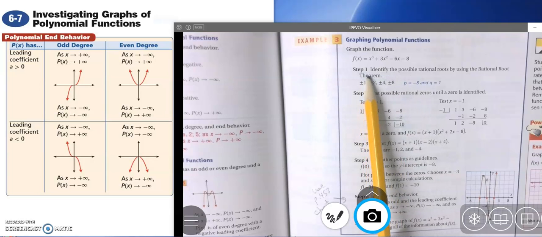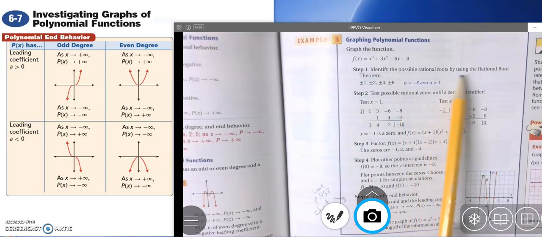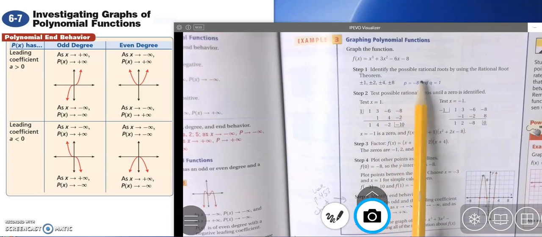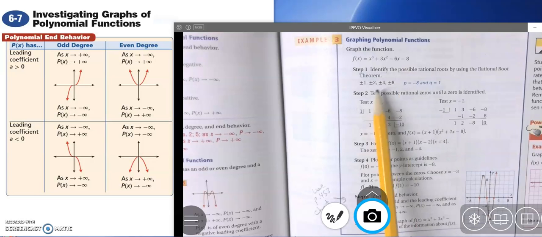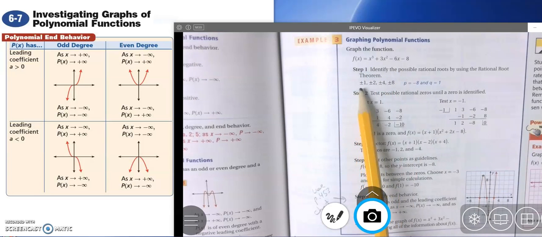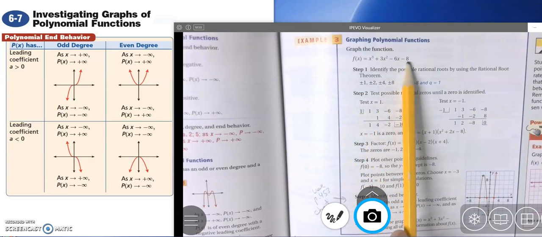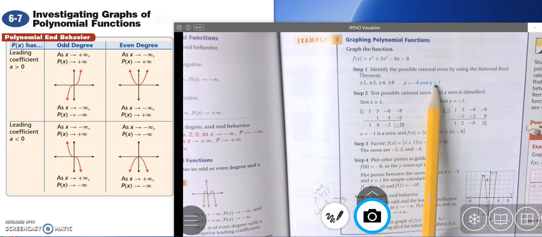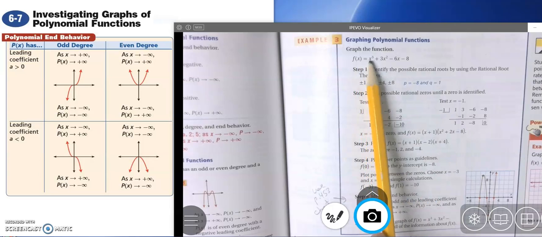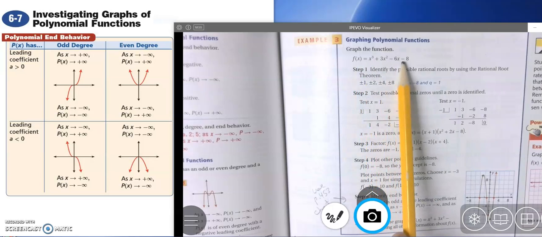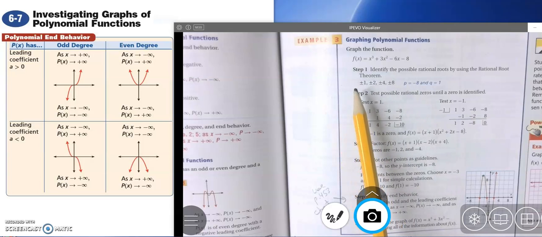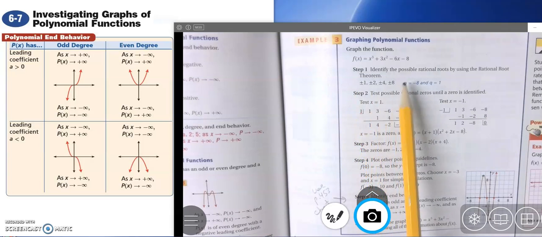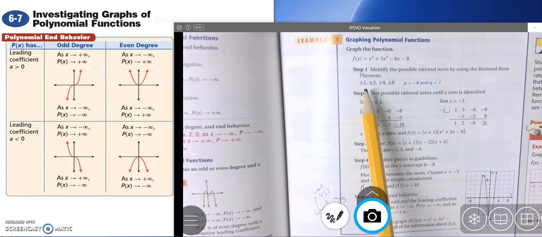The first thing we're going to do is identify the possible rational roots by using the rational root theorem. That's when you take p, which is the factors of -8, over q, which is the factors of 1. When we do that, we end up with plus or minus 1, 2, 4, and 8. Because q is 1, you're just listing the factors of -8. These are our possible rational roots.